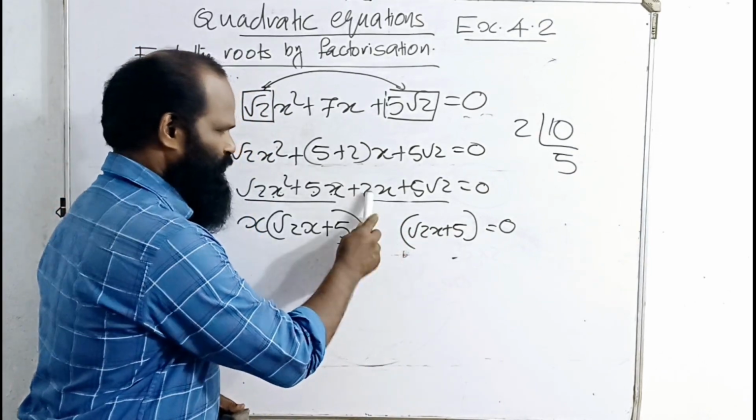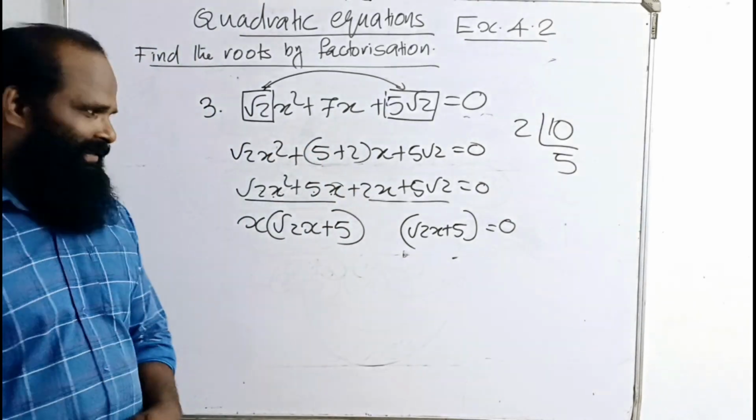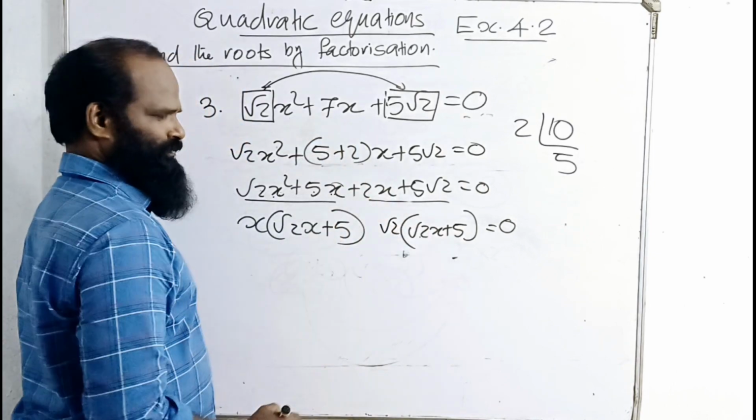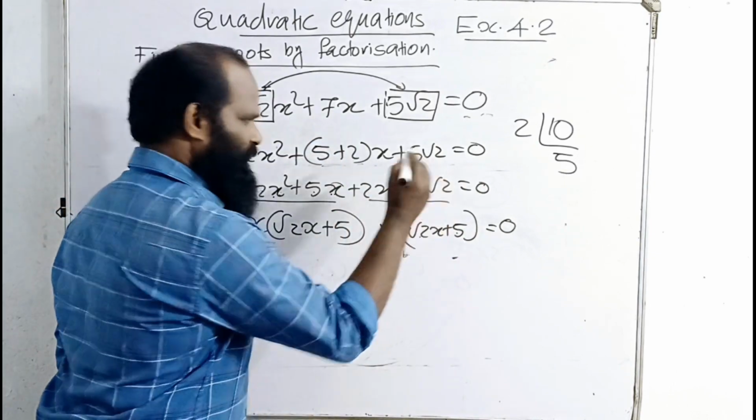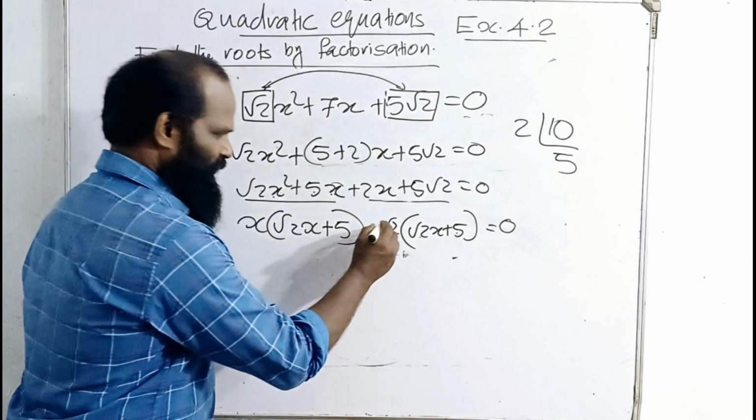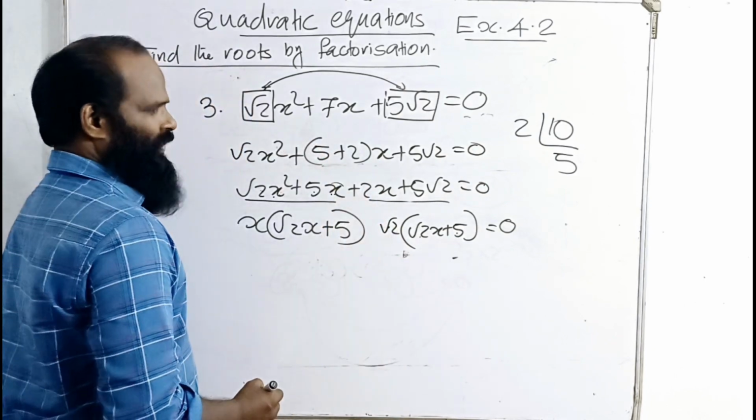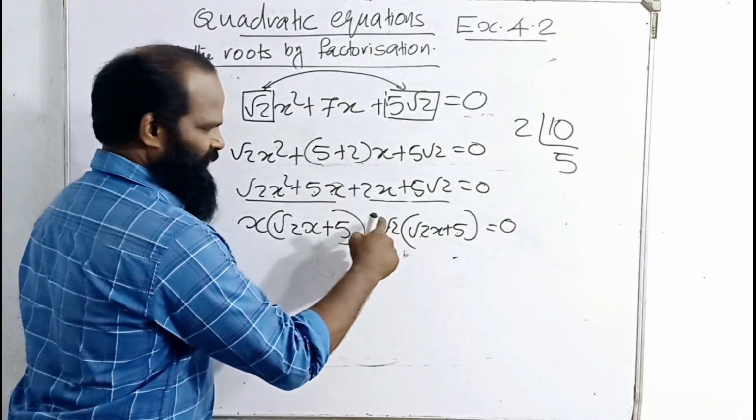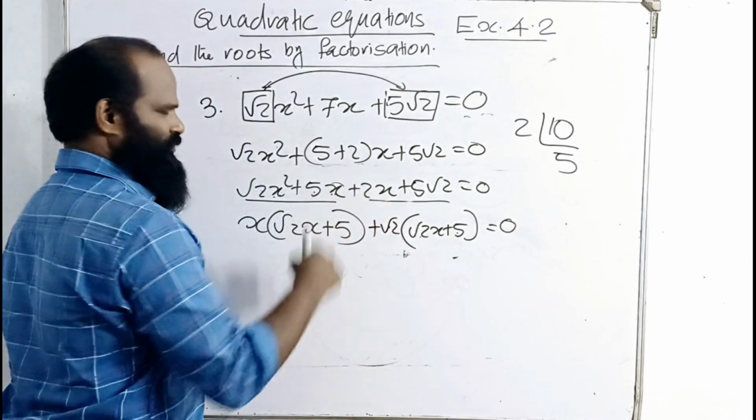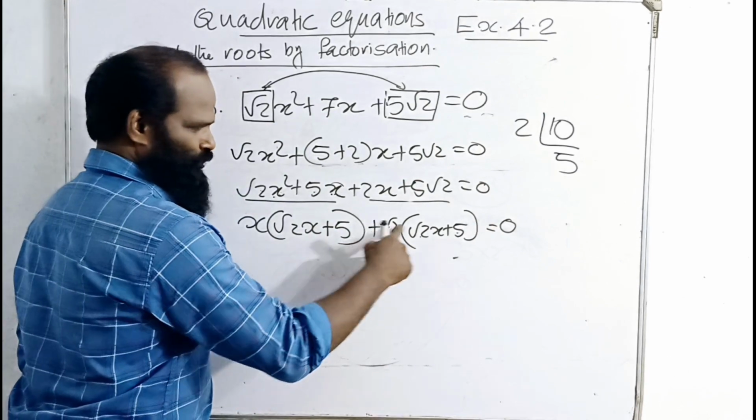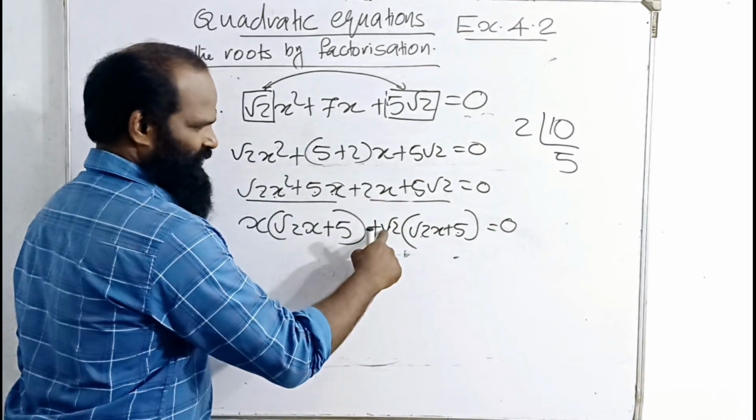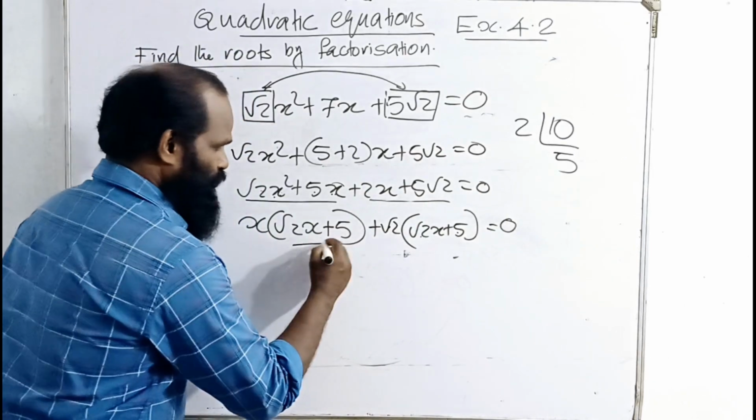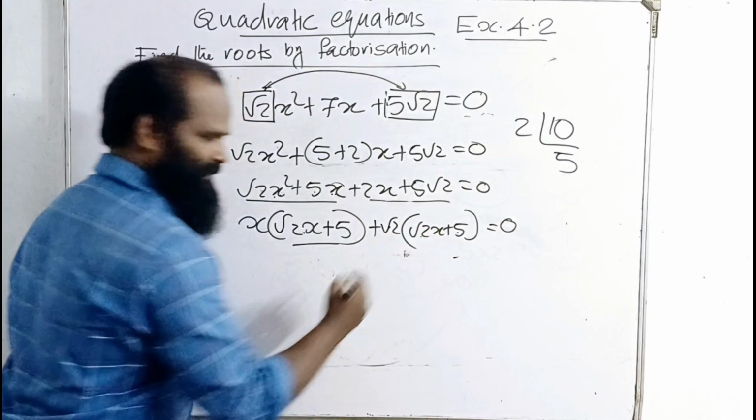Which number gives root 2? We know that root 2 into root 2 is 2. Root 2 into 5 is 5 root 2. So we write root 2. What should be the sign to be put here? This is positive. Positive into positive is positive 2x. So positive root 2 into root 2, positive 2x. Positive root 2 into 5, 5 root 2. So 5 root 2, 5x, root 2x plus 5, root 2x plus 5.